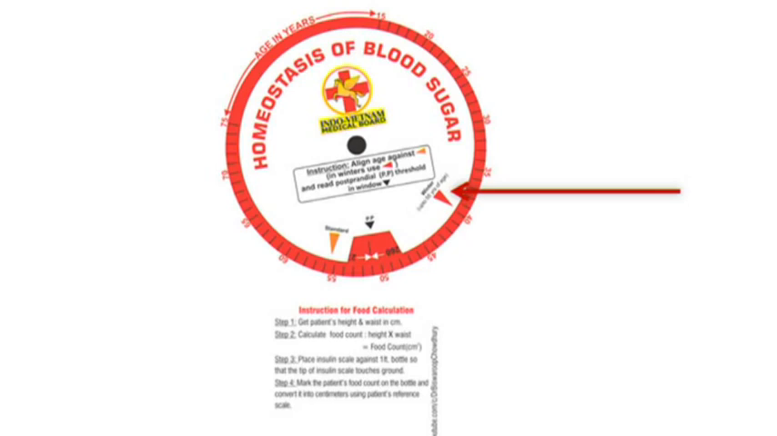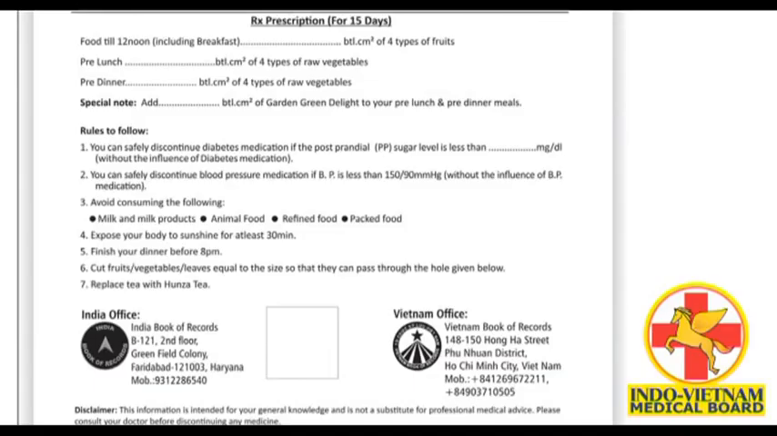So depending on which season you meet the patient, you can guide him on what his threshold of postprandial blood sugar should be. And here you check in the prescription form, there is a place where you have to write his threshold blood sugar. Under rules to follow, the first point has a blank: you can safely discontinue the diabetes medication if postprandial sugar level is less than dash. In that dash you have to fill the number.